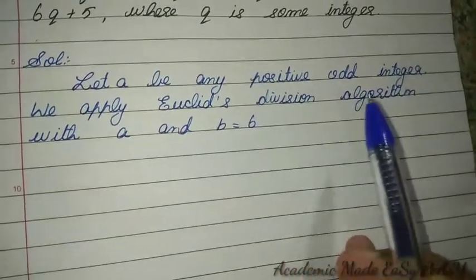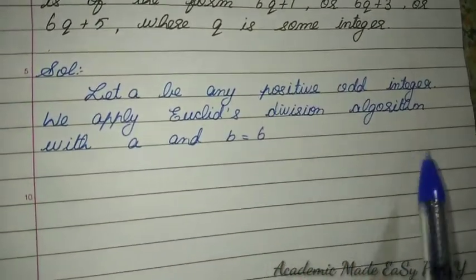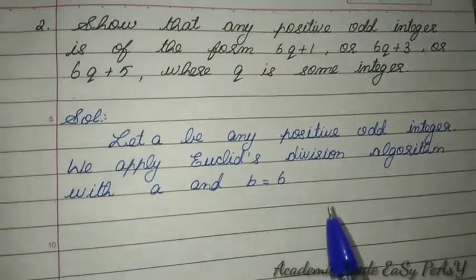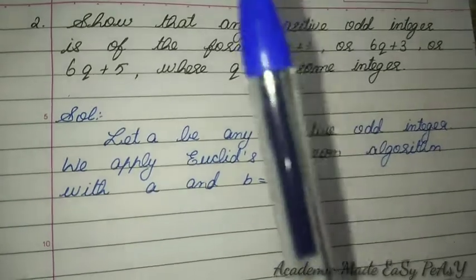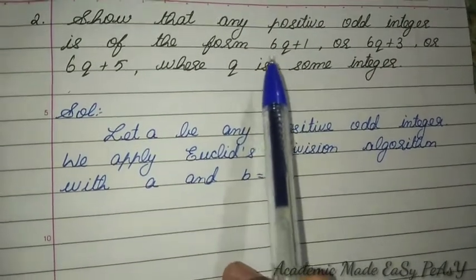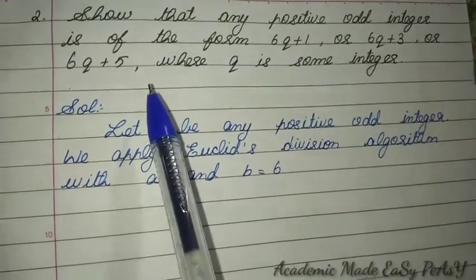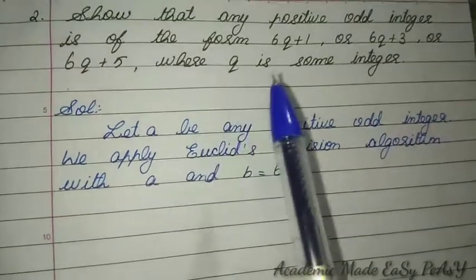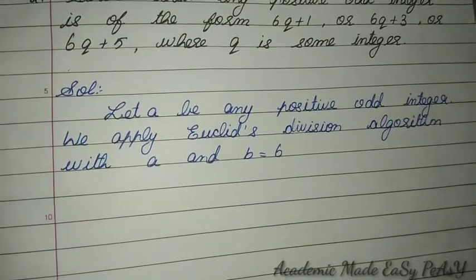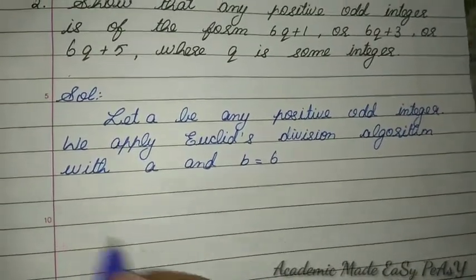Let a be any positive odd integer. We apply Euclid's division algorithm with a and b equal to 6. In the question, they have given that if any positive odd integer is taken, then everything is expressed in the form of 6q plus 1, 6q plus 3 or 6q plus 5. We have to prove it, okay? So using Euclid's division algorithm, we are going to prove, and the value of b is taken to be 6.